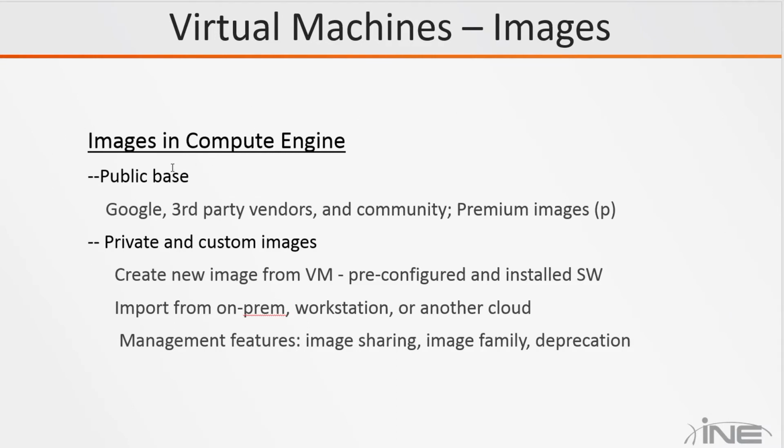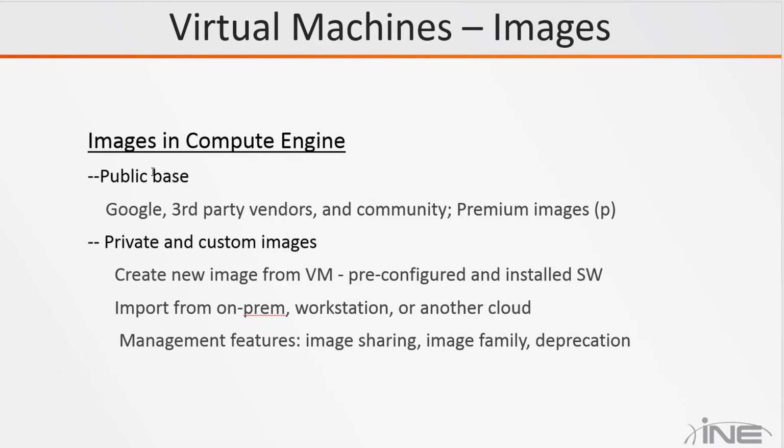Now, the different types of images in Compute Engine, you have public and private. The public is basically when you log in to set up a VM, you'll see that there are different machine images available. Basically, those are public images. And then you have private and custom ones. That's where you create a new image from a VM that you've already created, let's say, or you import it from on-prem or another cloud also.